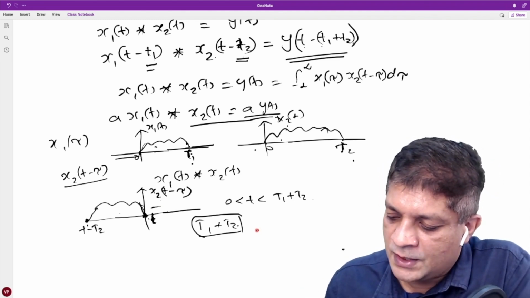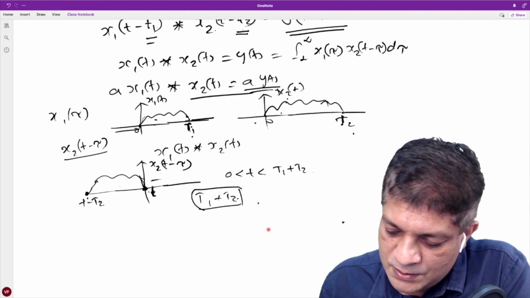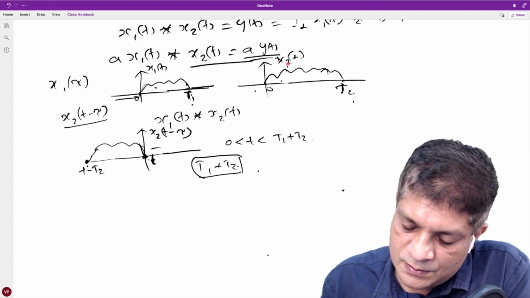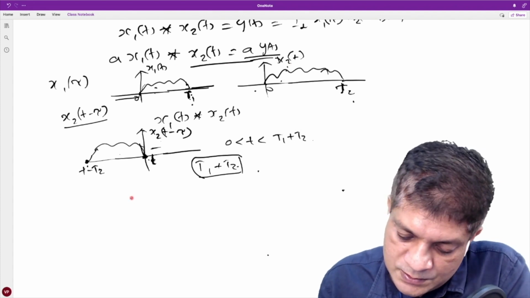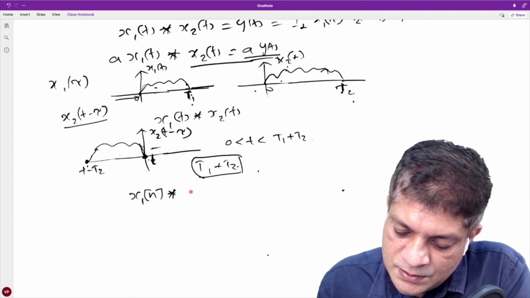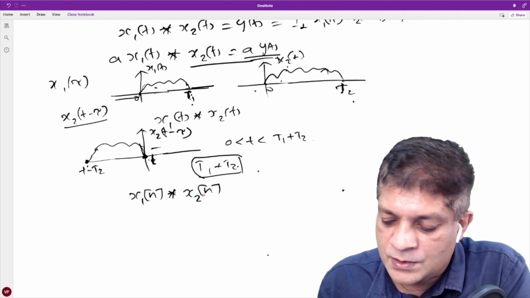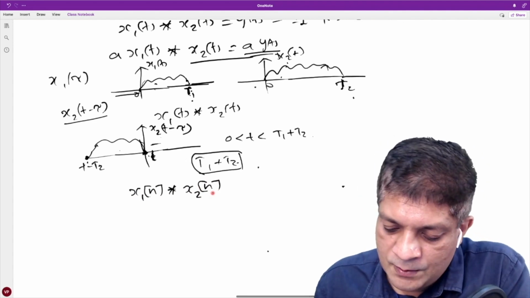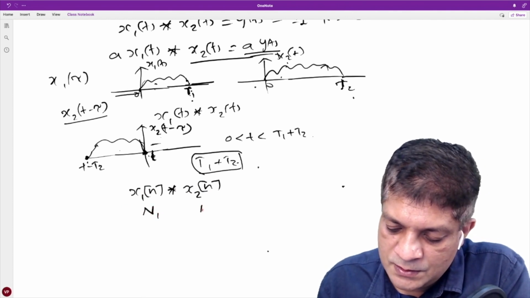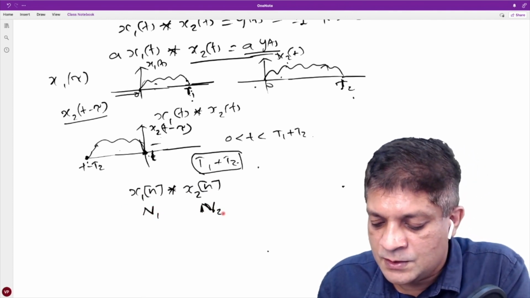Now there is a slight difference between continuous time convolution and discrete time convolution. If we consider discrete time convolution, take two discrete sequences, x1[n] and x2[n]. Let us assume that x1[n] has duration n1 and this one has duration n2.